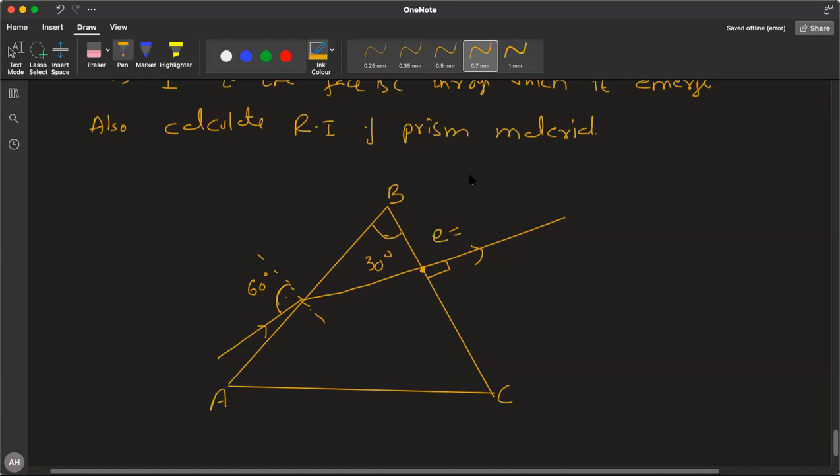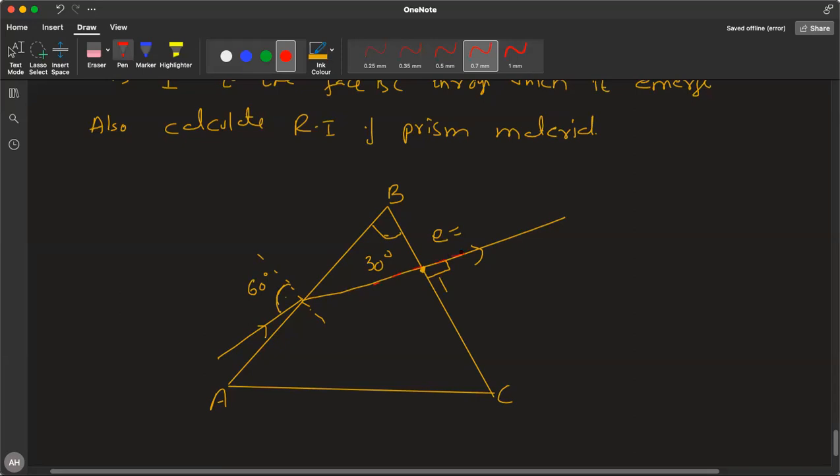Mariam, what do you think? What should be the value of angle of emergence here, if it is perpendicular to this face? 90 degree. Abdullah? We measure angle with respect to the surface or with respect to the normal? Normal, 0 degree. Yes, Noor is correct.